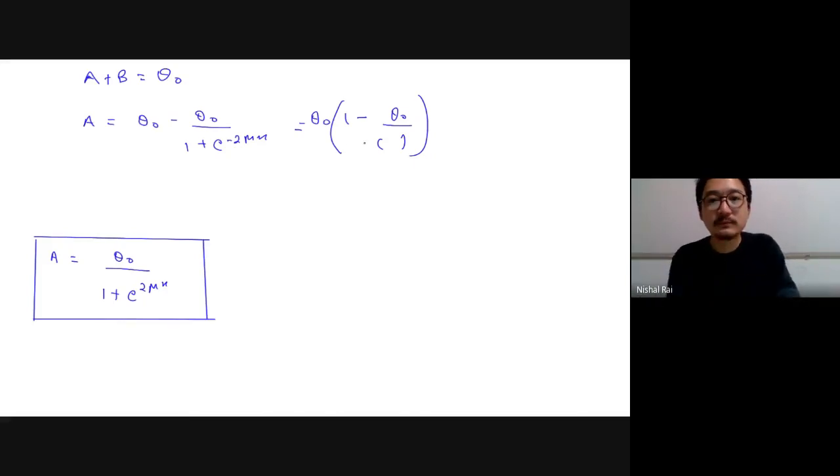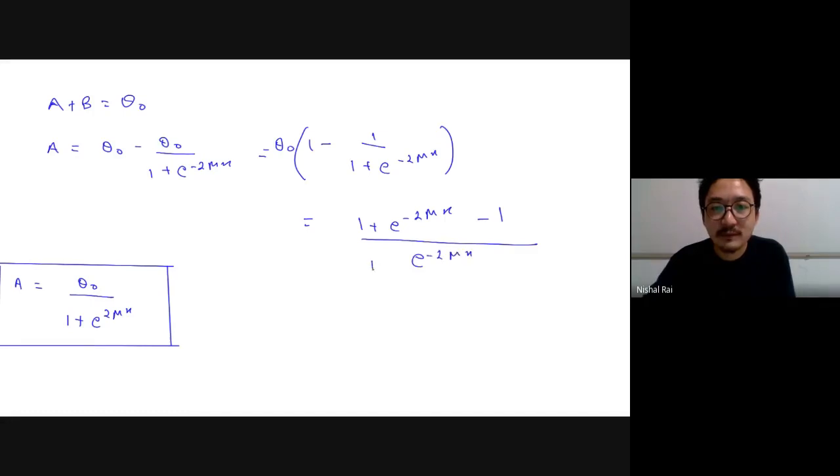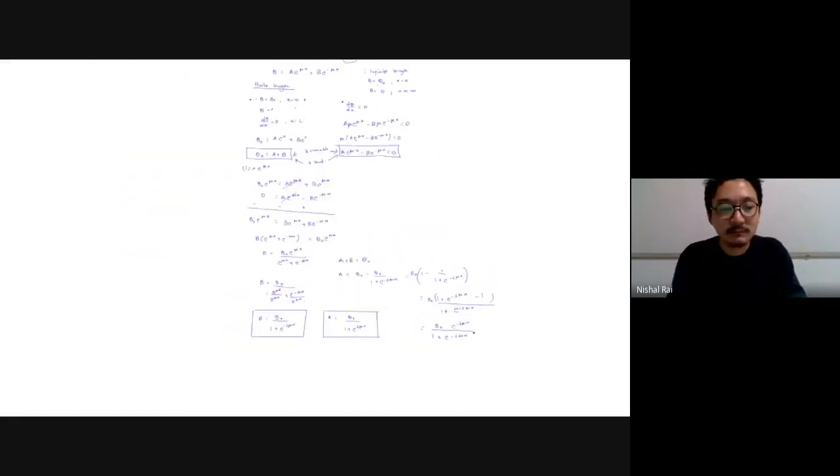And this will give you how much? Sorry, this theta won't be here. No, we have taken the theta out. So it will be basically 1 plus e to the power negative 2 mu x. Clear? Minus 1, divided by 1 plus e to the power negative twice of mu x, times theta naught. So 1 will cancel out, and you'll end up with theta naught e to the power negative twice of mu x divided by 1 plus e to the power negative twice of mu x.